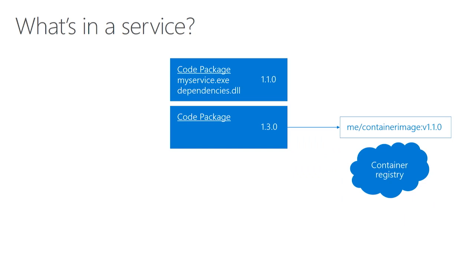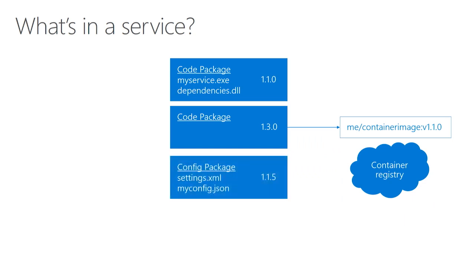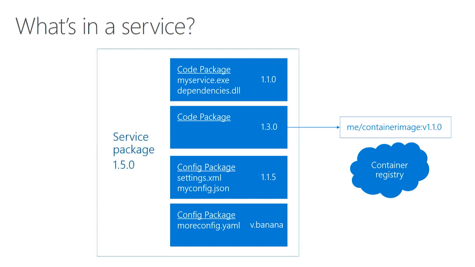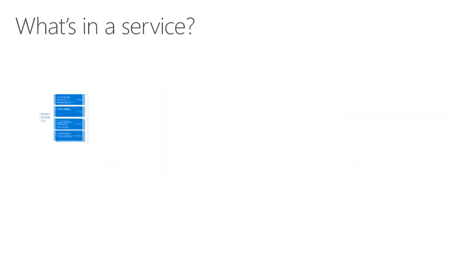or Azure Container Registry. In addition to code packages, you can also have configuration packages, and this is where you put your configuration settings: XML, JSON, YAML files, whatever you want. These are also individually versioned, and you can have as many as you want. And as you can see, the version numbers don't actually have to be numbers. You can use anything you want. So take all this together, package it up, and you get what we call a service package, and that itself also has a version.